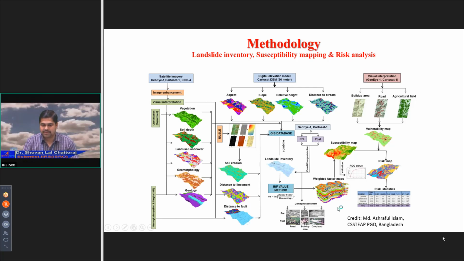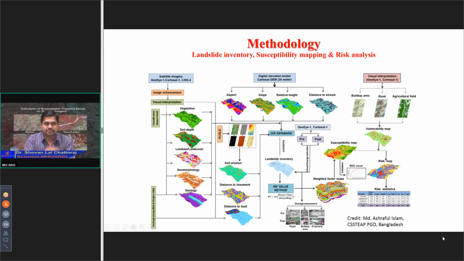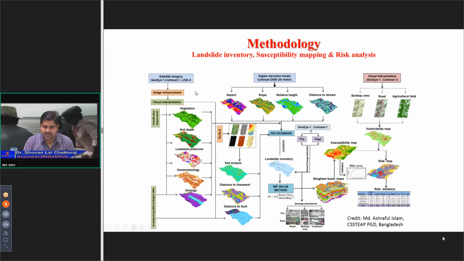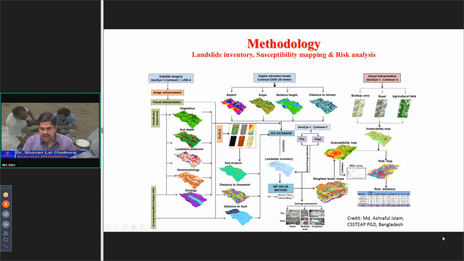How do I get these factor maps? I have got these raster layers ready with me from different sources available. Now, if I juxtapose these layers over my inventory, that's why first I prepare the inventory. If I juxtapose each of these layers with the inventory, if I cross these two, I get a factor map.